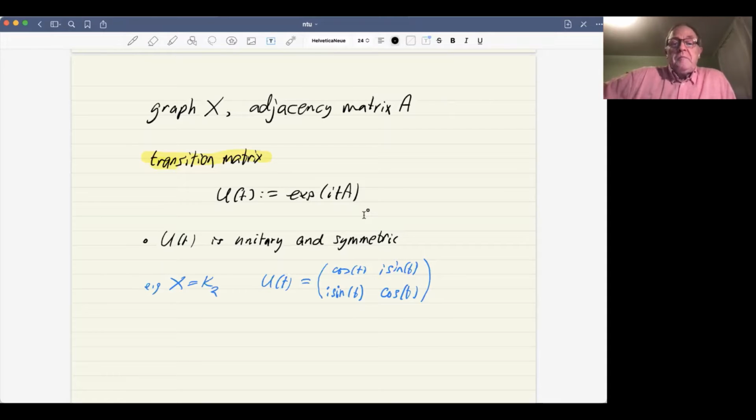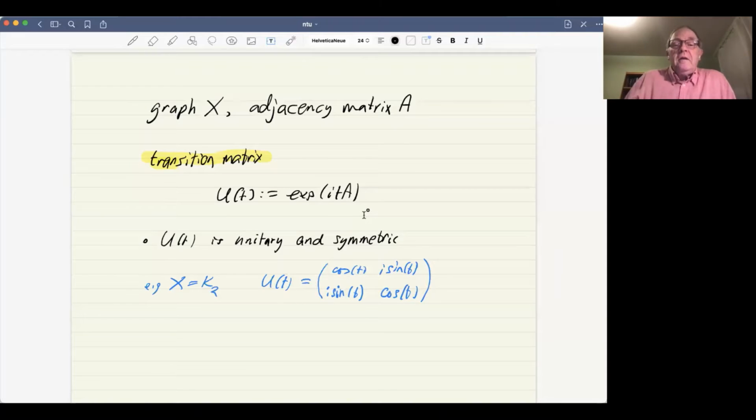And U(t) is a unitary matrix, and it's also symmetric, which is a little unusual. You don't expect a unitary matrix to be symmetric, but this is. To give a very simple but useful example, we just take the complete graph on two vertices, K2, and you work out the series. In this case, you get a power series, but the trick here is that any even power of A is the identity, and so you get a simple formula. And you see, as I said, that it's symmetric, and if you check it, it's also unitary.